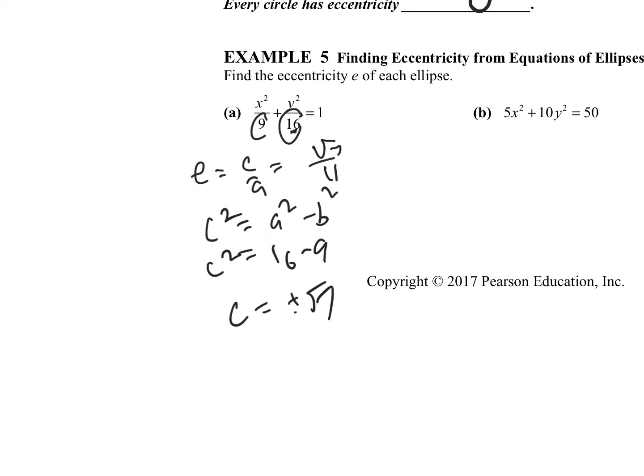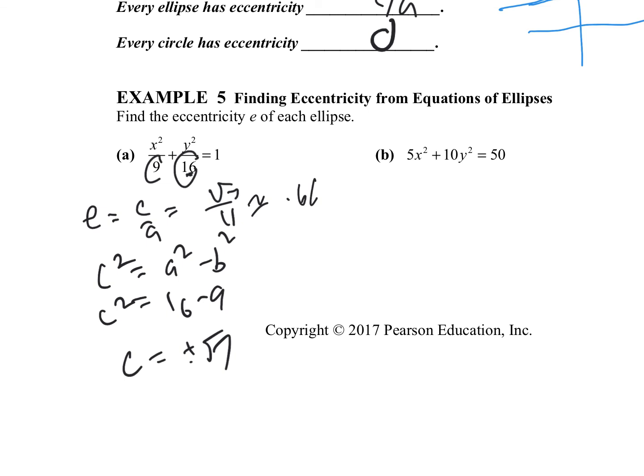Eccentricity is approximately, let me go to my calculator, 0.66. Anybody want to agree with me or disagree? Let me go look. Yeah, approximately 0.66 rounded. Okay, so it's a far cry from a 0. It's going to be more elongated than a circle, that's for sure.